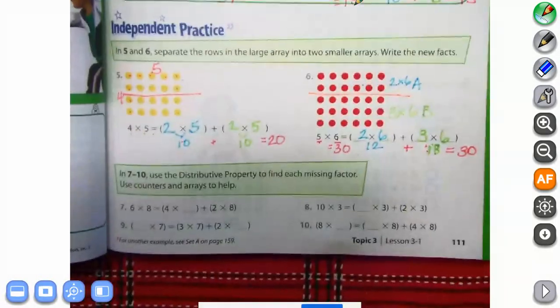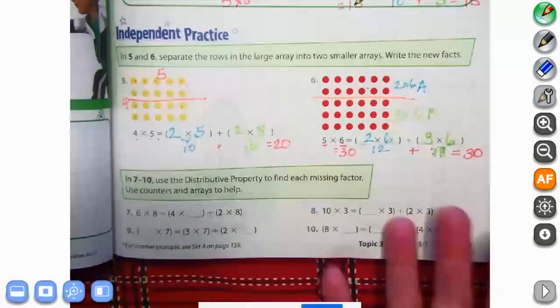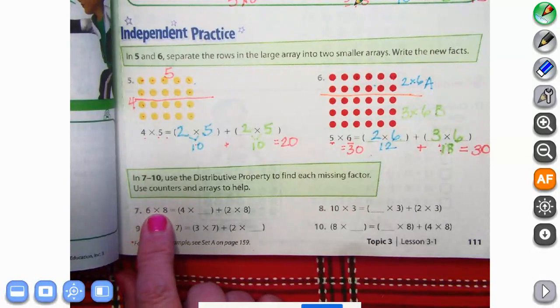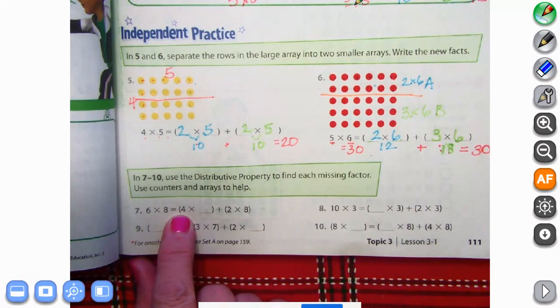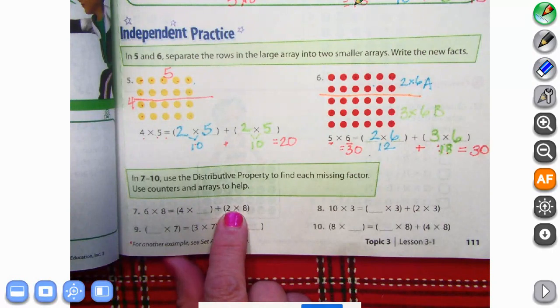All right, so let's have a little practice with that down here. Use the distributive property to find each missing factor. You can use counters or an array to help on a separate piece of paper, because there's not enough room on here to do that. So the original problem, 6 groups of 8. How can I break this 6 into a smaller array? I see that it already gave me 4. So 4 and a 2. 4 plus 2 is 6.